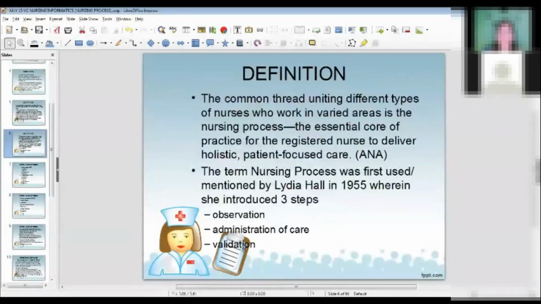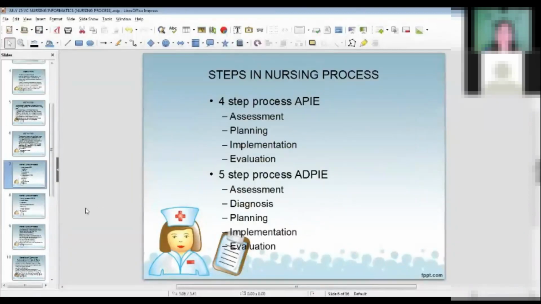So we are now going to evaluate if our intervention is effective and applicable for our patient. That is validation of the care rendered to our patient, whether it is applicable or effective. If not, then we can restructure our nursing process or plan of care. Okay? Now, it evolved again into 5 steps. This is now what we know as ADPI.